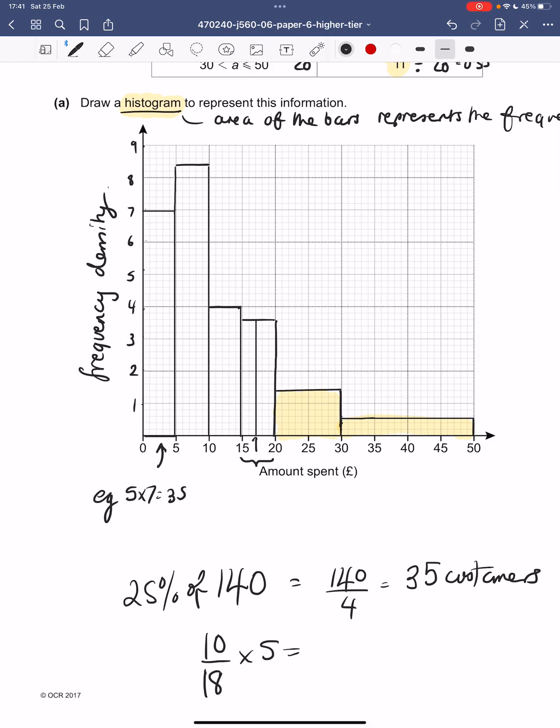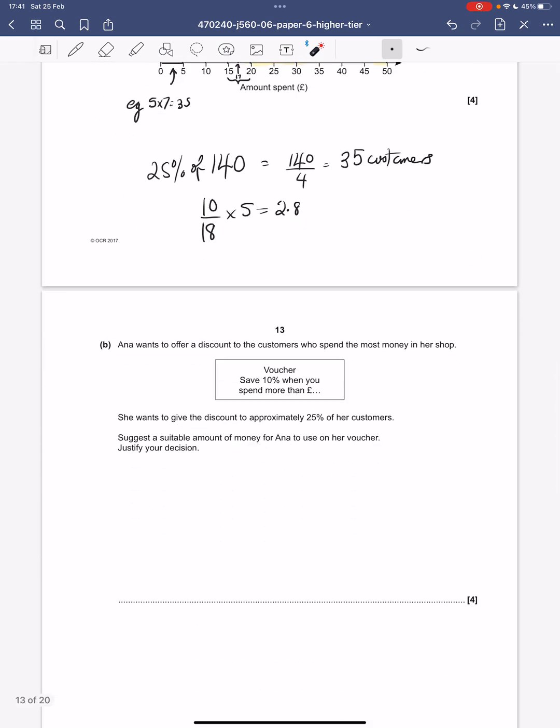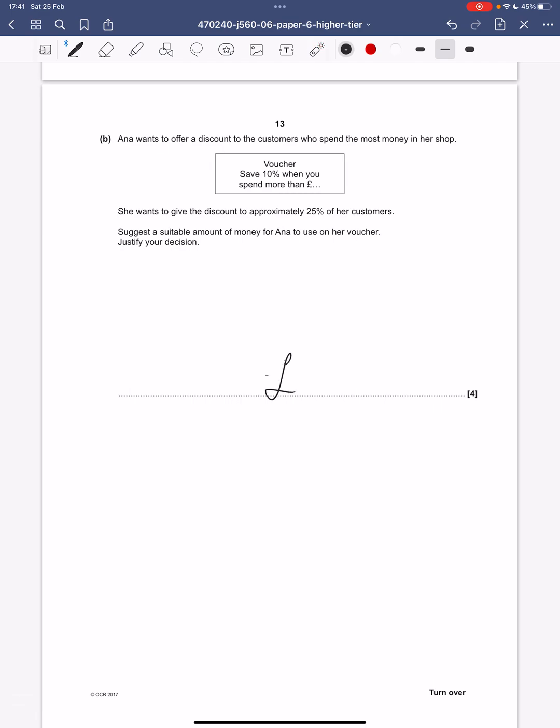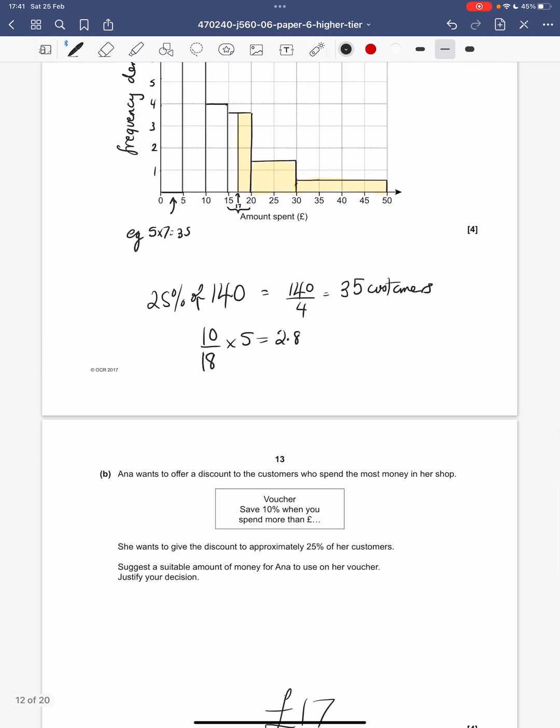And the actual mark there is the 20, so that's 2.8, so it's like £2.80 less than there. So those ones want the discount as well. So it's 10 out of 18 going that way. That would be 8 who don't get the discount. That's the 10 who do. And the cut-off point's about 17. Okay, so I would say £17. Justify 35 customers.